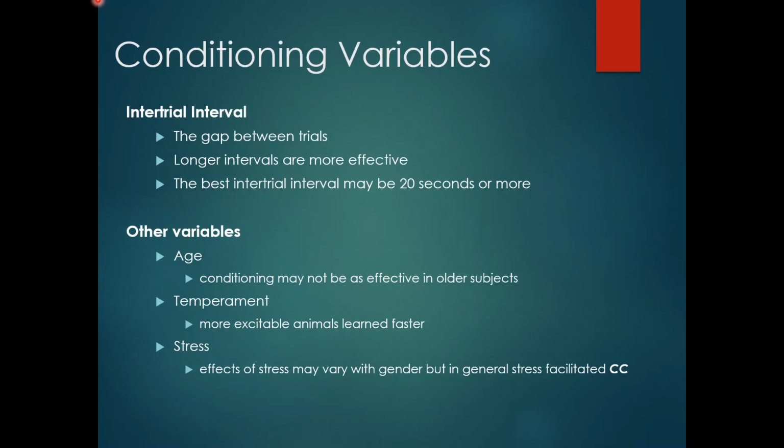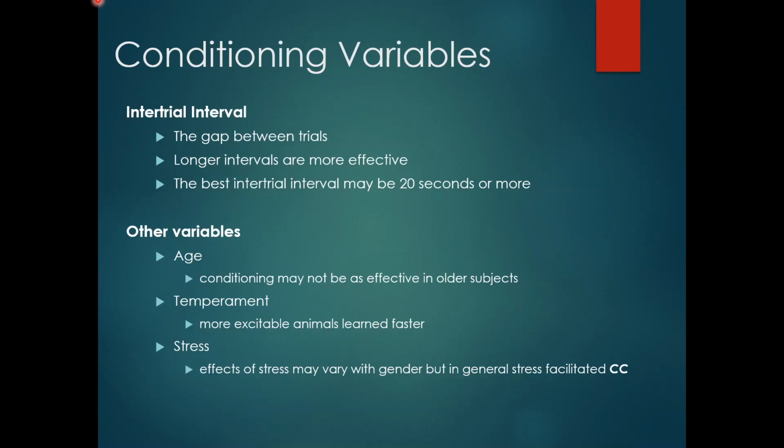We know that some conditioning might not necessarily be as effective in older subjects. This can be for numerous reasons. It can be caused by decline in cognitive ability, or it could just be the greater amount of experience, because like we talked about earlier, we know that experience plays a role. Temperament or personality can be important. We know that animals that are more excitable, more hyper, actually tend to learn faster. Stress can also play a role.